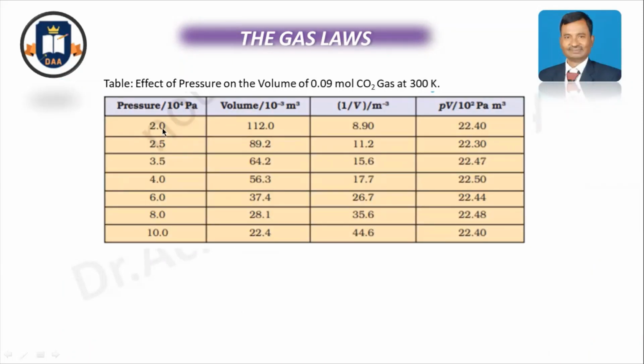So in this table, you can find the effect of pressure on the volume of a particular number of moles of carbon dioxide gas at a particular temperature. This table is for your reference. What is the relation between the pressure and volume in respect of the carbon dioxide gas mentioned here?